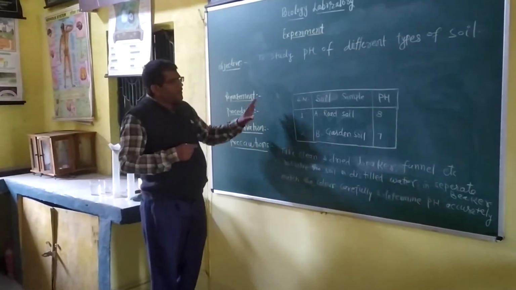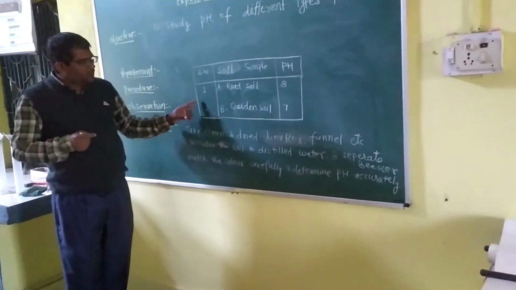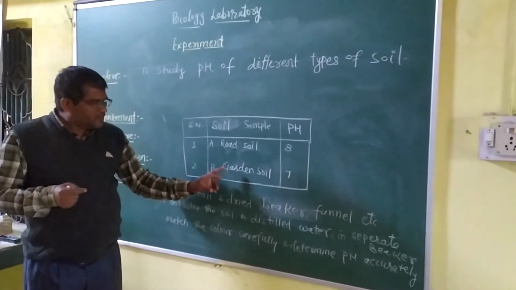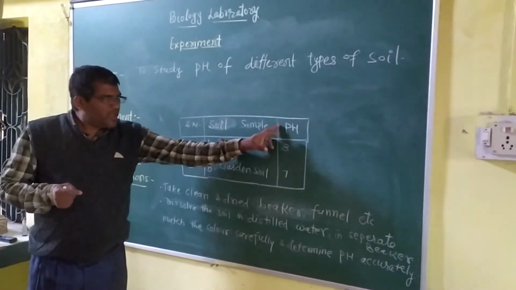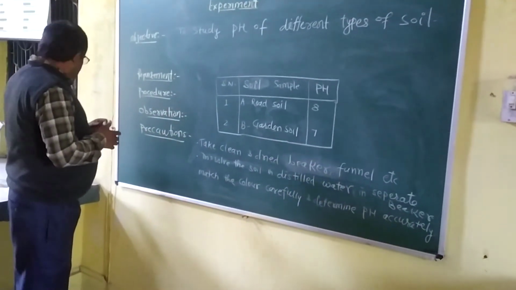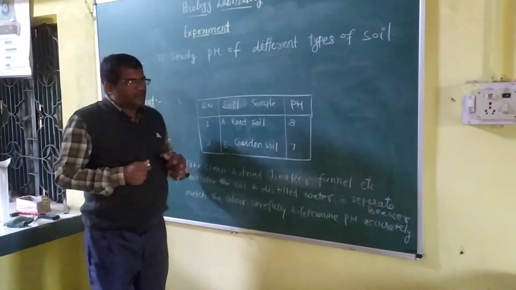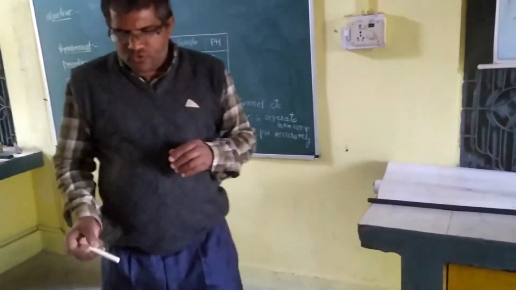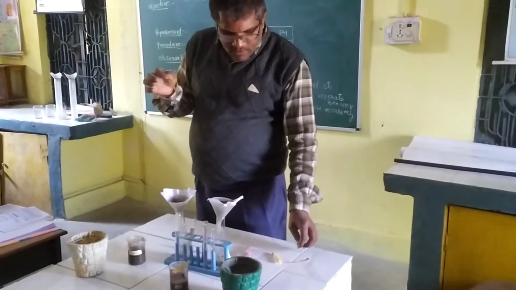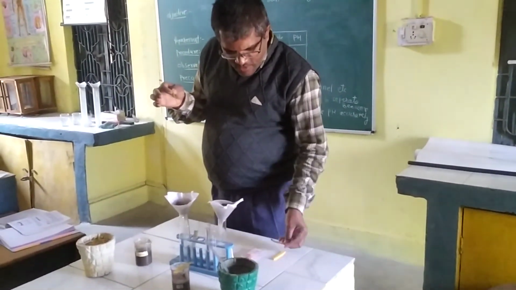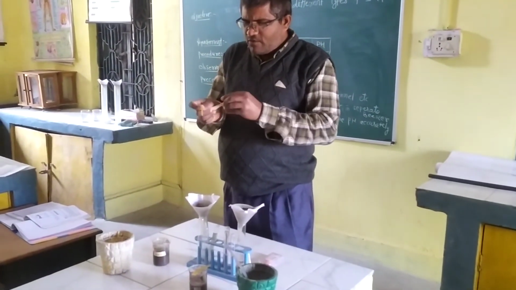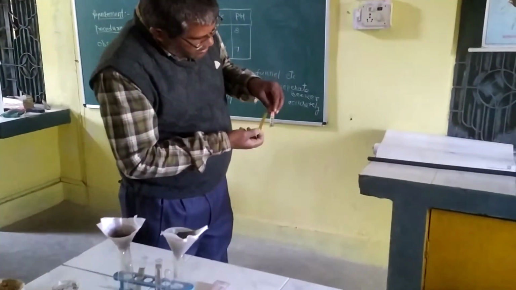So we have to make the observation table now. Serial number 1, 2. Soil sample which we have collected from the road soil, and it is for garden soil. Then we have to measure the pH value of these. For the pH value measurement, first we have to take the dried pH paper and match it with this pH scale. So this is the pH scale, and we have to measure this pH with the pH scale.